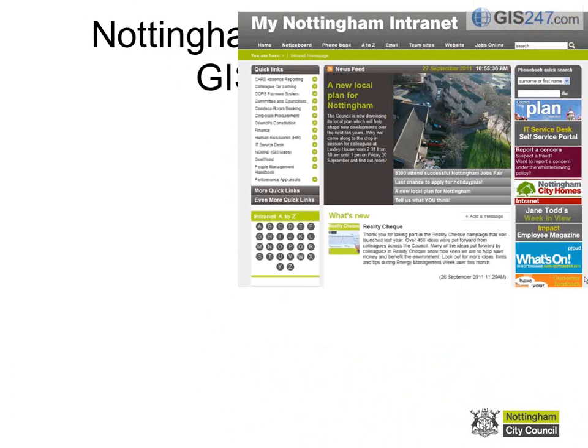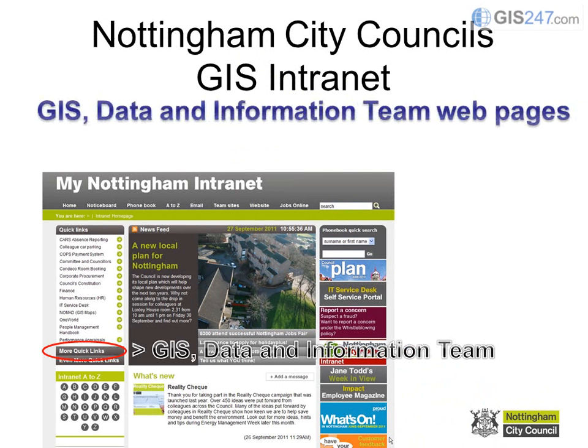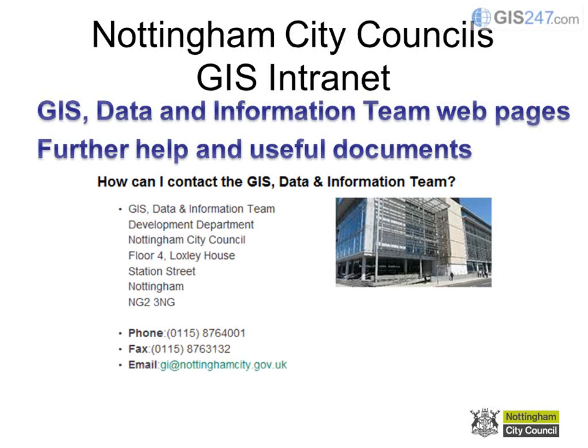The GIS pages on the intranet are a useful resource. This can be accessed under More Quick Links, GIS Data and Information Team from the intranet homepage. The GIS team will be expanding on these pages, so please make sure you revisit them as information is refreshed. Also available are a number of key documents that provide supporting information. If you are in doubt, however, over any copyright issue or Nottingham City Council's licensing arrangements with various data providers, please contact the GIS team who will be able to answer your questions.